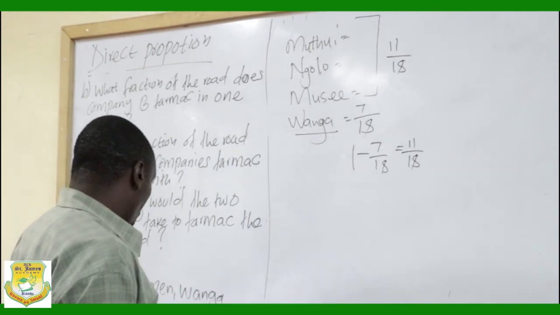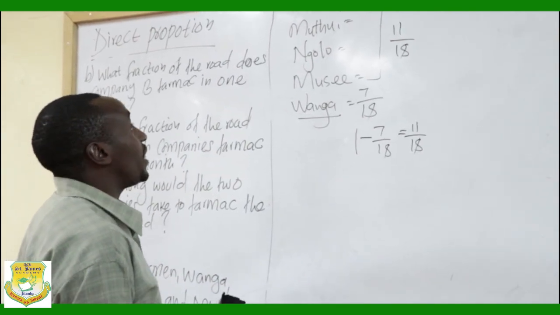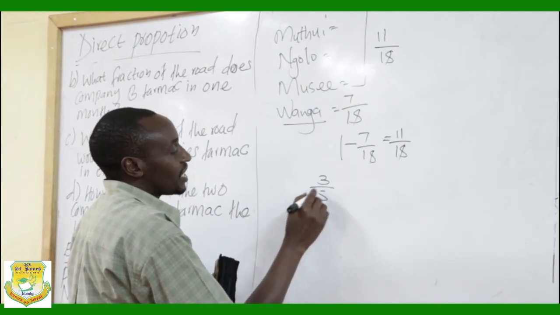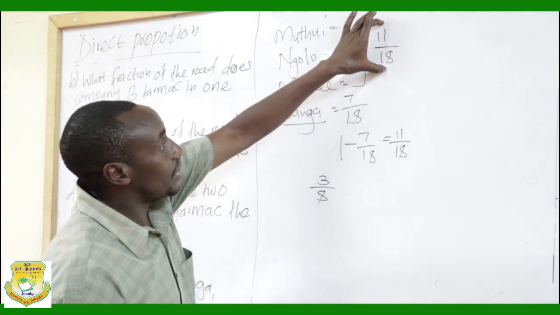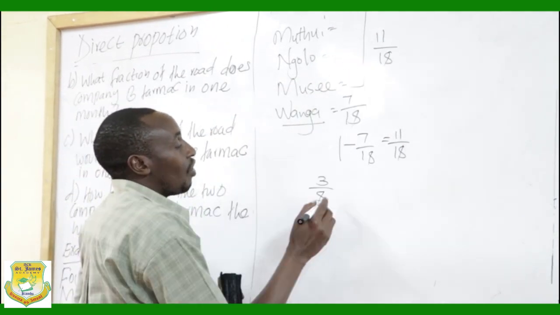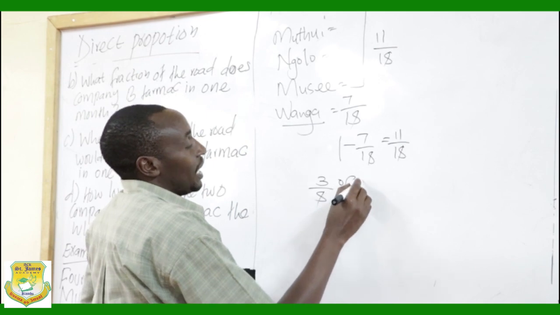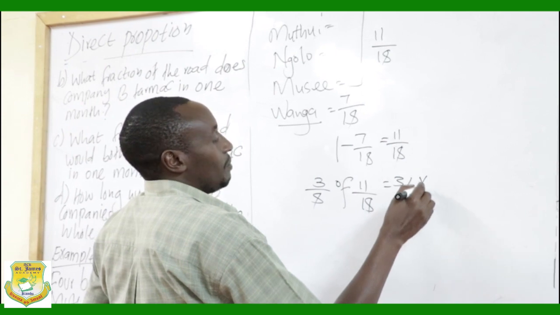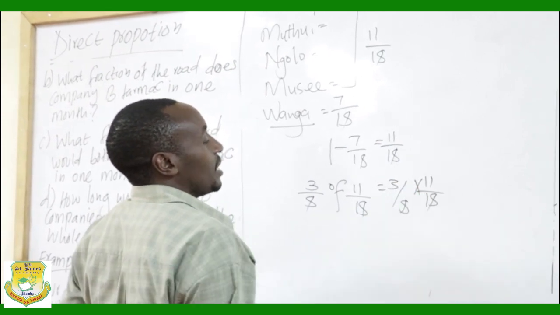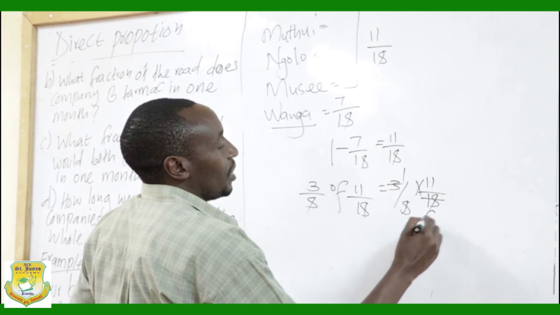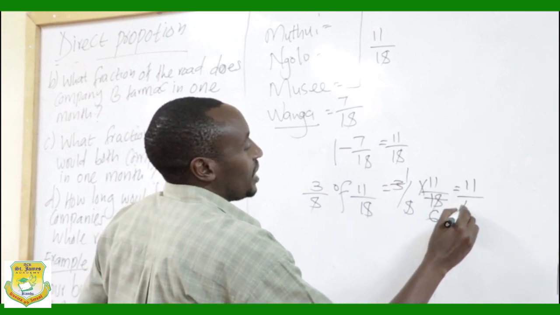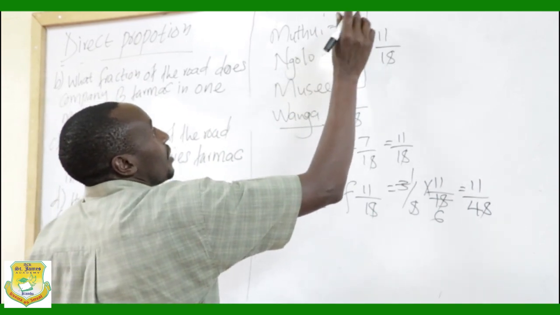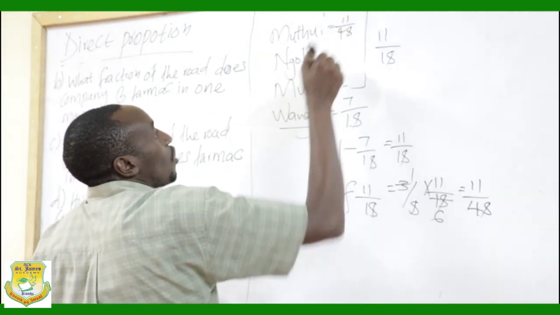The second one, we are told Mbui got 3 over 8 of the remainder. This one, Mbui, got 3 over 8 of what was remaining, meaning he got 3 over 8 of 11 over 18. So I get 3 over 8 times 11 over 18. By 3, 1, by 3, 6, I get 11 over 48. So Mbui got 11 over 48 of the total amount.